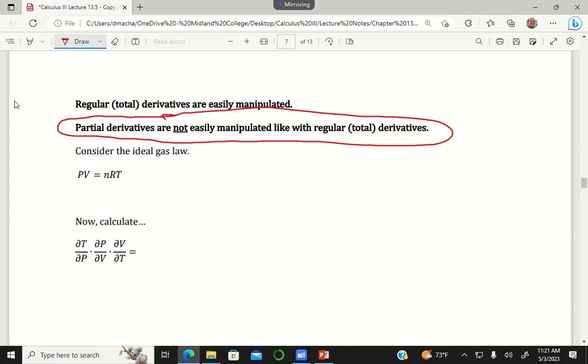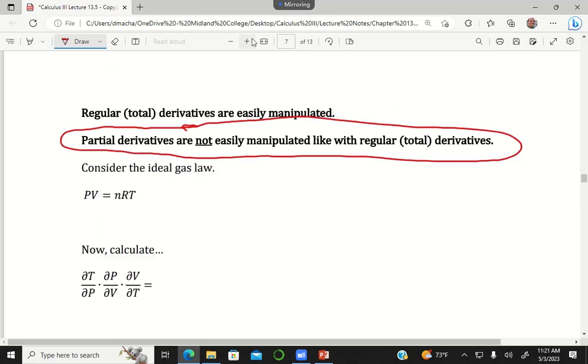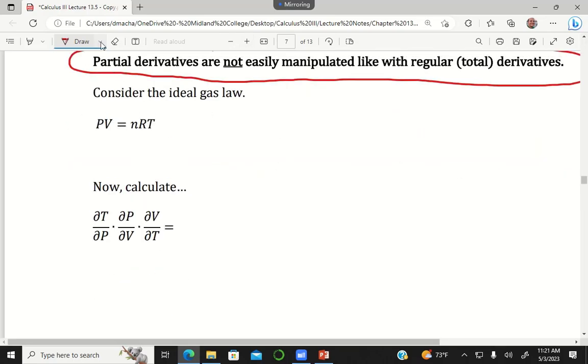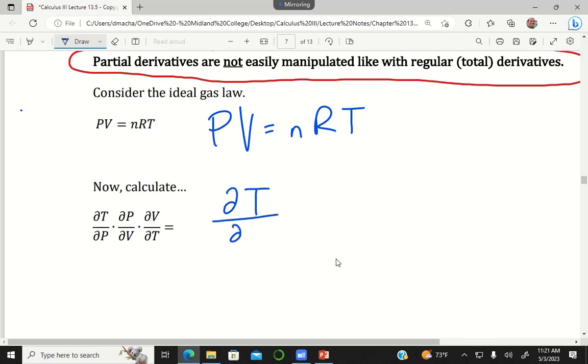And here's an example. If we look at the ideal gas law from chemistry, PV = nRT, and suppose that we wanted to calculate what is the partial derivative of T with respect to P times the partial derivative of P with respect to V times the partial derivative of V with respect to T. We want to know what that is.